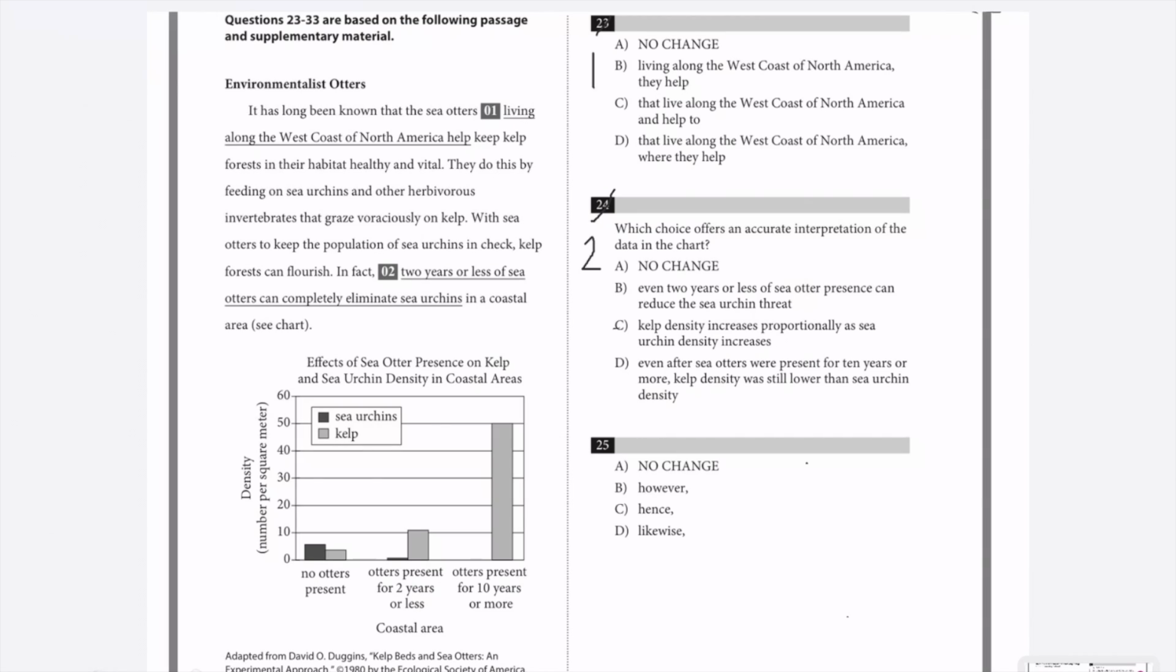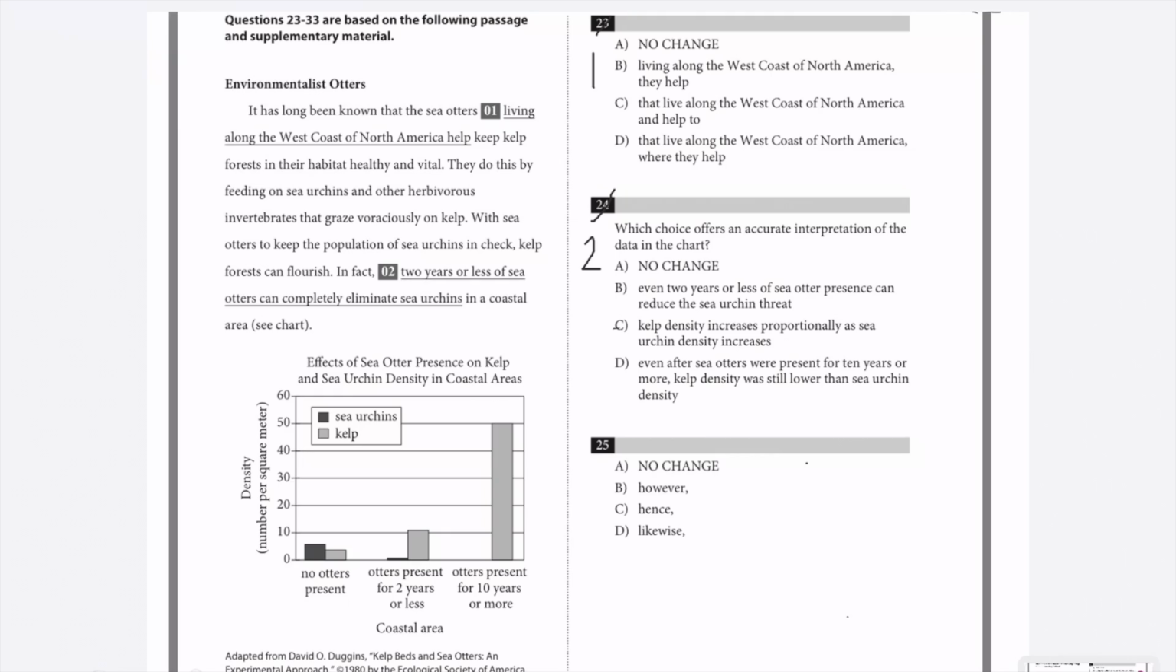Environmentalist otters. It has long been known that the sea otters living along the west coast of North America help keep kelp forests and their habitat healthy and vital. They do this by feeding on sea urchins and other herbivorous invertebrates that graze voraciously on kelp. With sea otters to keep the population of sea urchins in check, kelp forests can flourish. In fact, 2 years or less of sea otters can completely eliminate sea urchins in a coastal area.